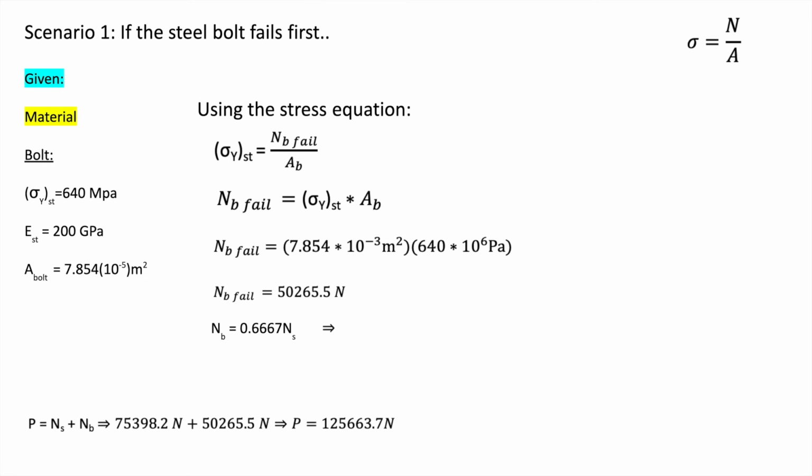And then there's more. We found a relationship between NB and NS, so we also have NS. And then we have a relationship between P and NS and NB, so then we have P. So if the bolt is going to fail, the smallest force that's going to cause the bolt to fail is 125,663.7 newtons.